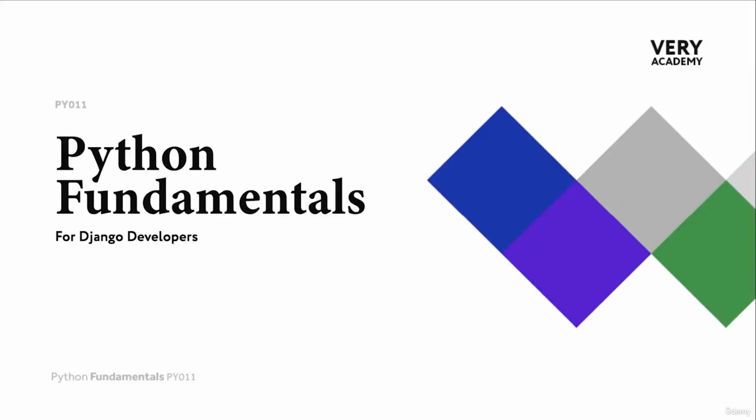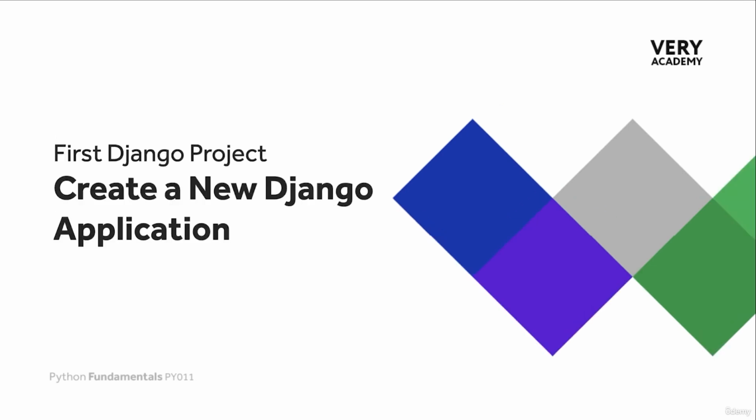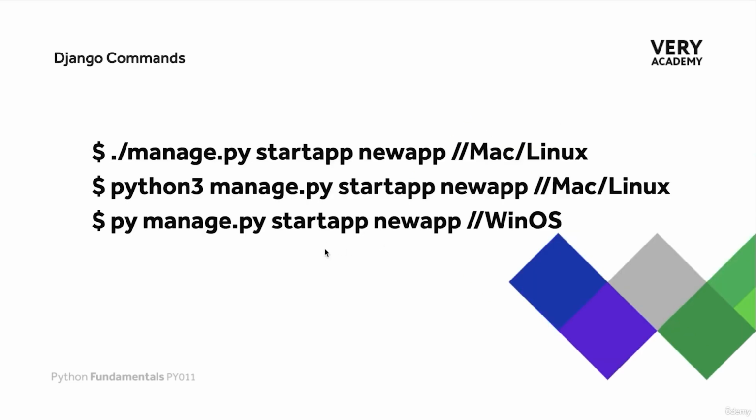Once we have created a Django project, the next step is normally to create a Django application. Let's go through the process and understand a little bit more about the differences between a Django project and a Django app, and learn how to create a new Django application. Another note we can create here is how to start a new app.